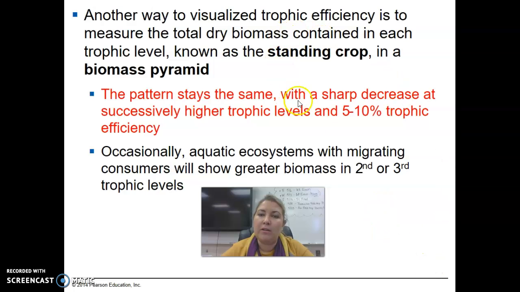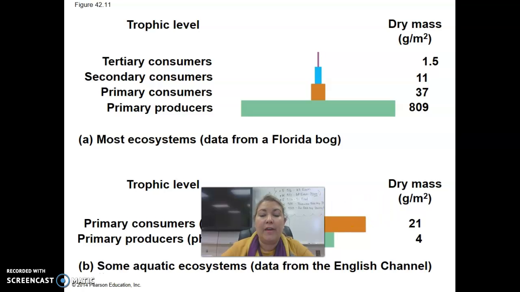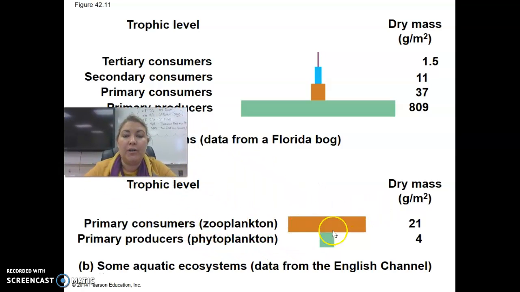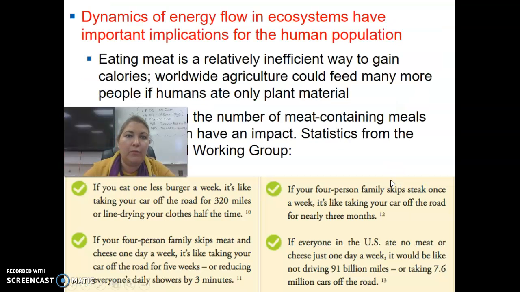Occasionally, there are some aquatic ecosystems or some really unique ecosystems, like a single large tree that can house an entire population of primary consumers, for example, a whole bunch of bugs living on one tree. That would be an example of a pyramid of numbers where you may see more consumers than producers. But generally, that pyramid shape is pretty accurate, pretty effective at estimating how energy changes, how biomass changes, and how the population of organisms within each trophic level will decrease as you go up that food web.